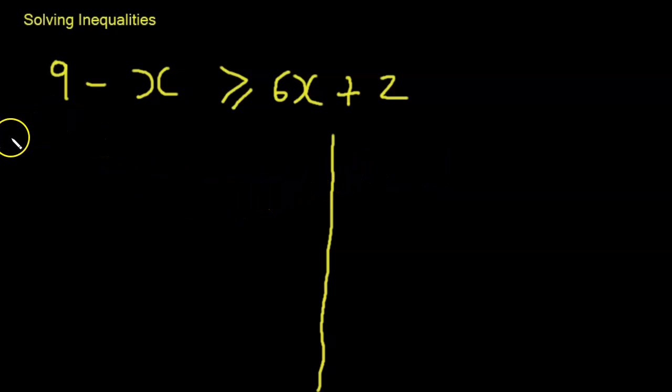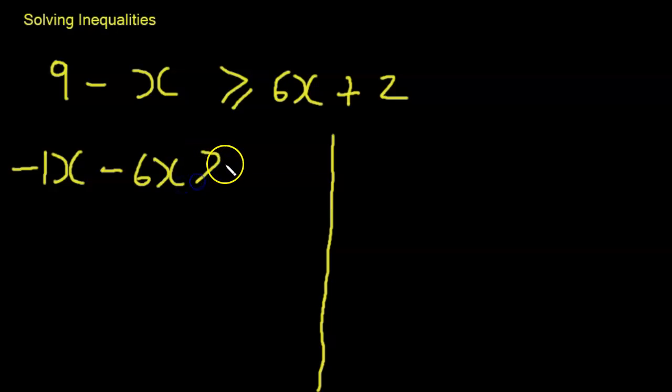So 9 minus x greater than or equal to 6x plus 2. So grouping the x's here, don't forget, negative x is negative 1x, just as how x is 1x. So grouping with 6x, minus 6x. Here, bring forward positive 2. This is positive 9, so it's like we're subtracting 9 from both sides. So grouping this 9 over here, it's minus 9.